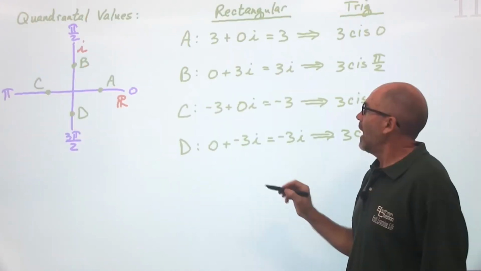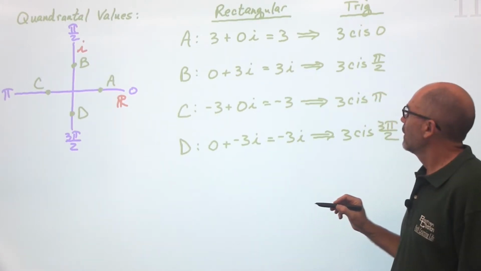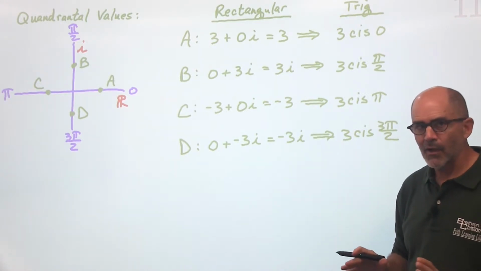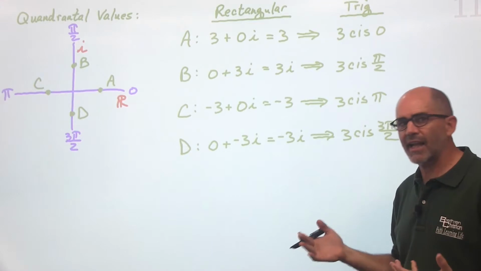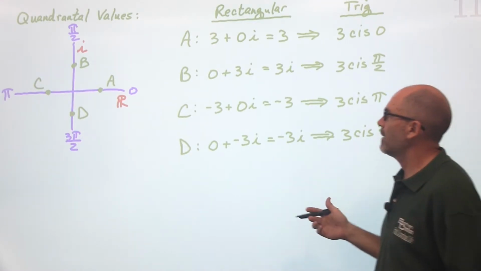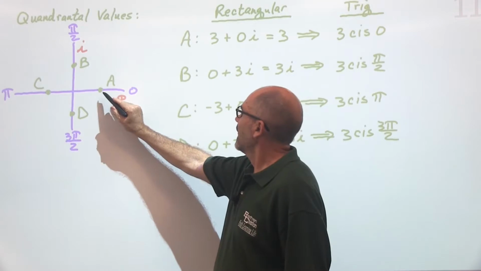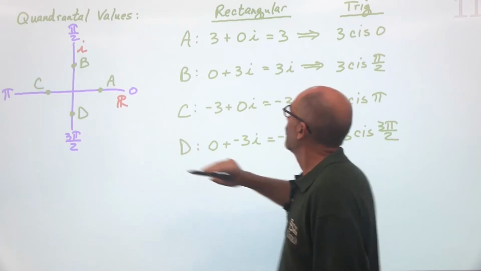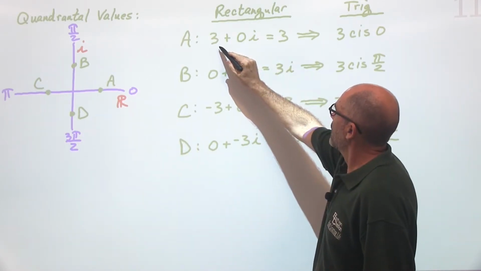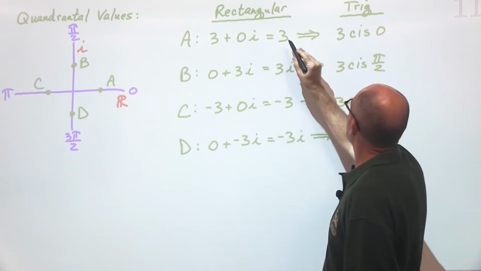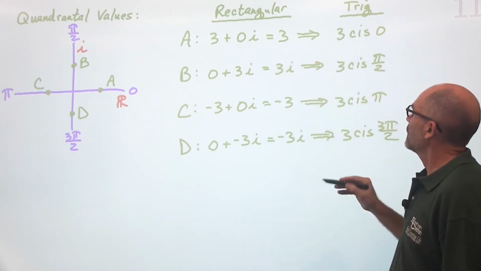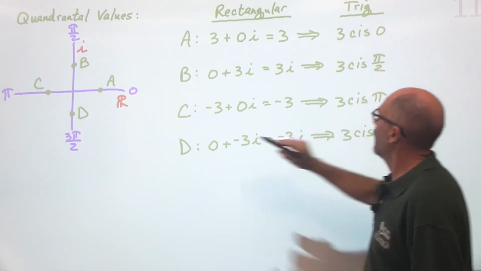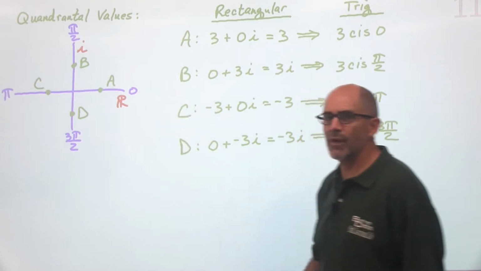Okay, cruising onward. How about the quadrantal values? Okay, you want to make sure that you don't waste your time with cosine and I sine theta, because it's way simpler than that. The point at A is directly to the right, so that's all real, no imaginary. So let's say it's 3, 0 here, so that'd be 3 plus 0i, which is just plain 3. So 3 plus 0i in trig form is just 3 cis 0, because it's 0 radians this direction.